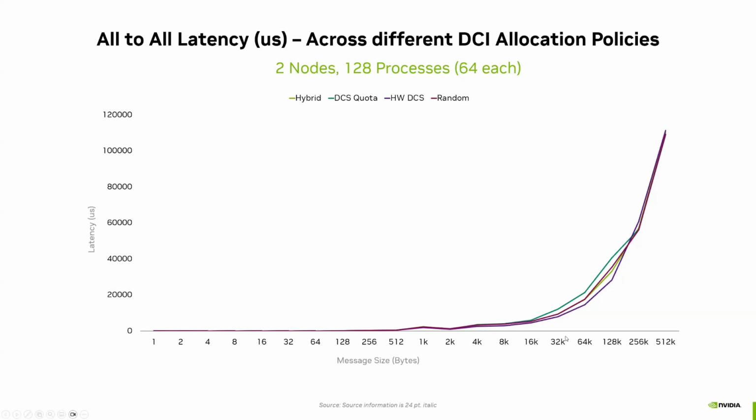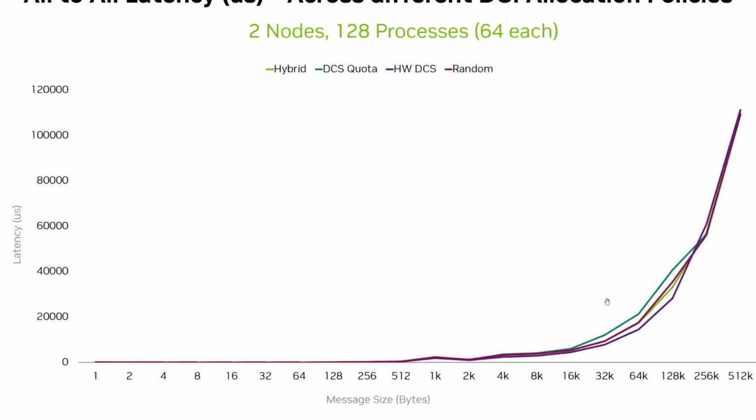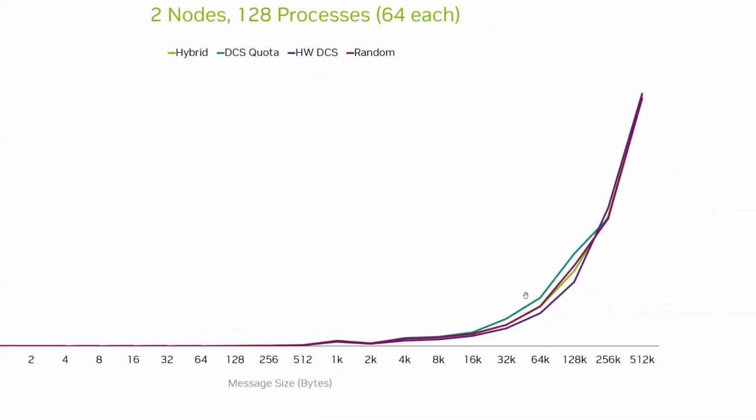The colors are hard to distinguish. Maybe I can zoom in or something. So it means that hardware DCS is better than software DCS in this case? Yes.